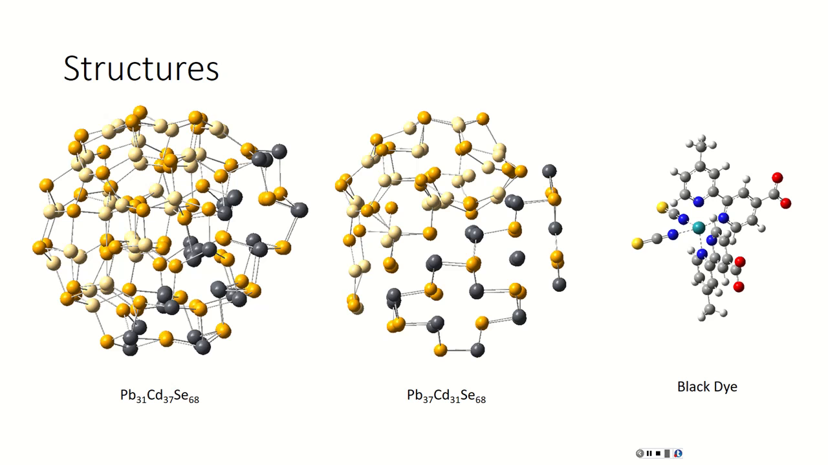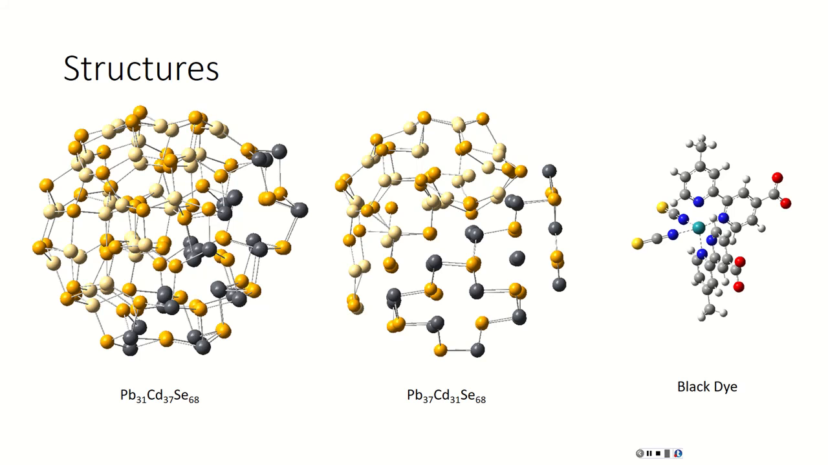And then you can't see it because the thing is covering up. But this is the black dye. This is carboxylated bipyridines with thiocyanate with a ruthenium in the center.